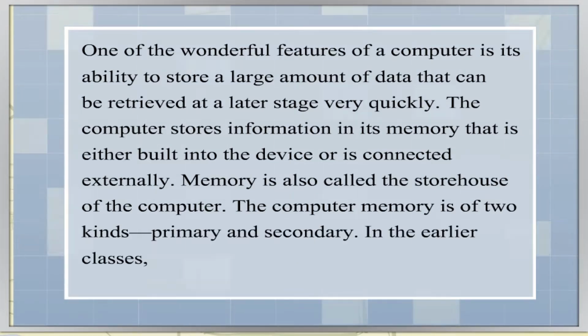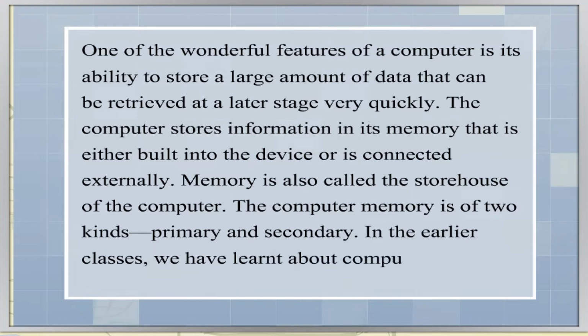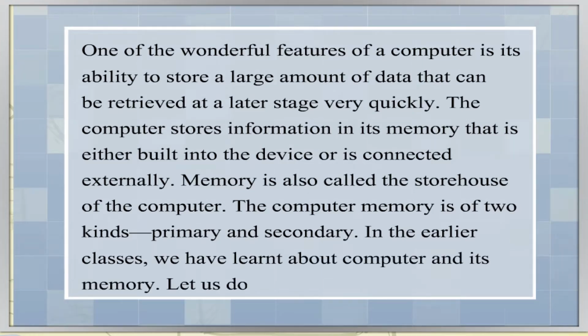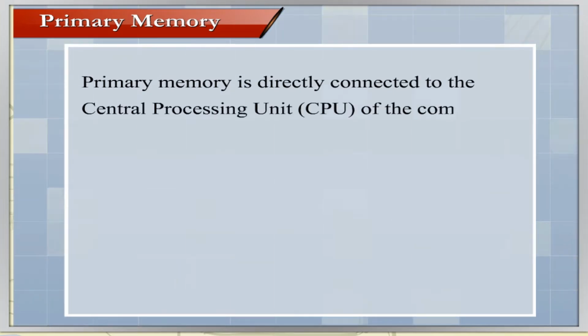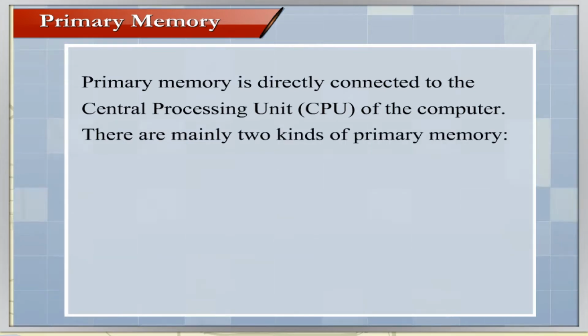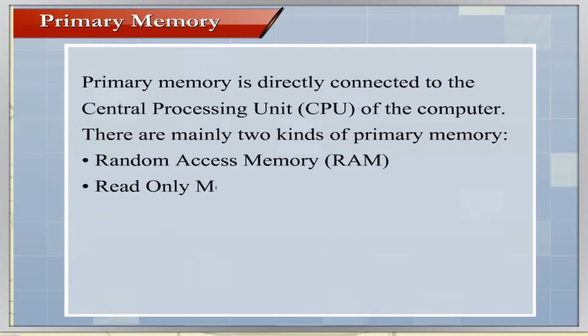In the earlier classes, we have learned about computer and its memory. Let us do a quick recap. Primary memory. Primary memory is directly connected to the central processing unit, CPU, of the computer. There are mainly two kinds of primary memory: random access memory, RAM, and read-only memory, ROM.